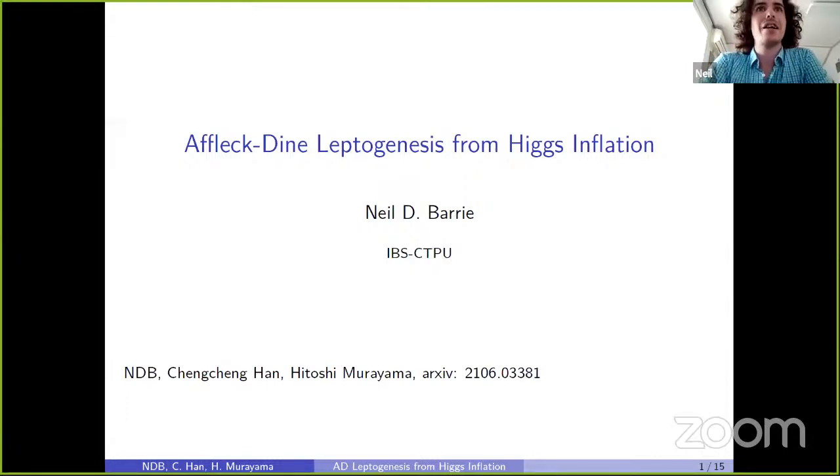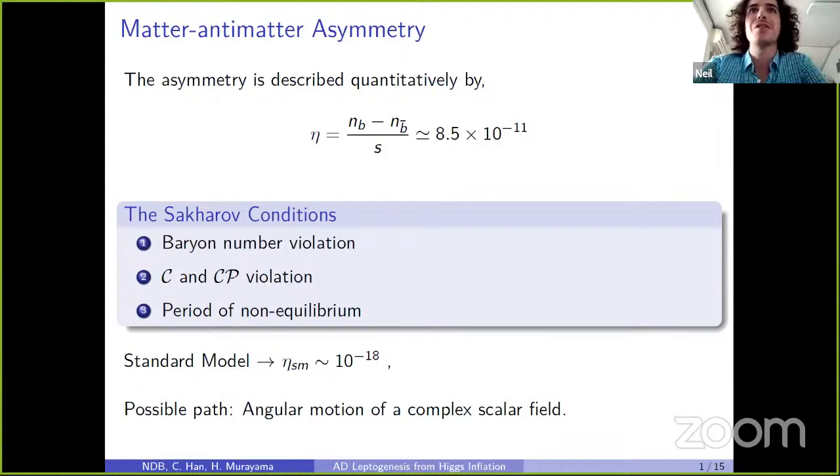Thank you for the introduction, and thank you to PASCOS for having me. So hello, everyone. Today I'm going to be presenting a recent paper that myself, Chengcheng Han, and Hitoshi Murayama put on arXiv. I'd recommend going and having a look at the paper. So the basic idea is we wanted to see whether we can explain the three known issues of inflation, baryogenesis, and neutrino masses through the introduction of just a triplet Higgs to the standard model.